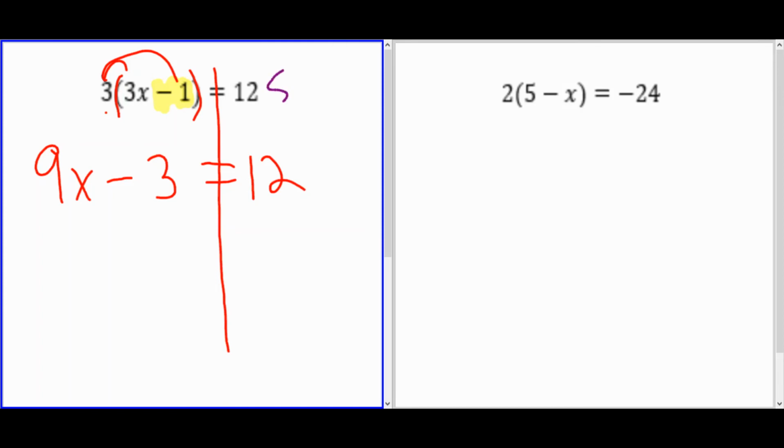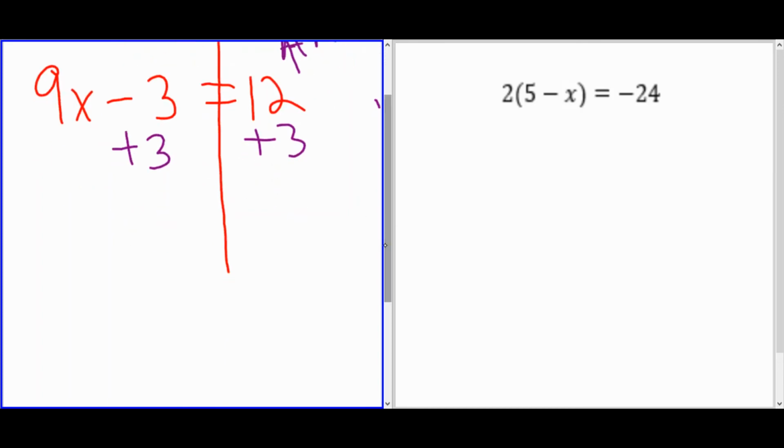So let's write our SAD map, and let's use it. So do we see subtraction or addition here? Yes, we have subtracting by 3. So to undo it, we need to add 3. So I'm going to add 3 to both sides. So these 3's are 0. So those are gone. So I get 9x equals 15.